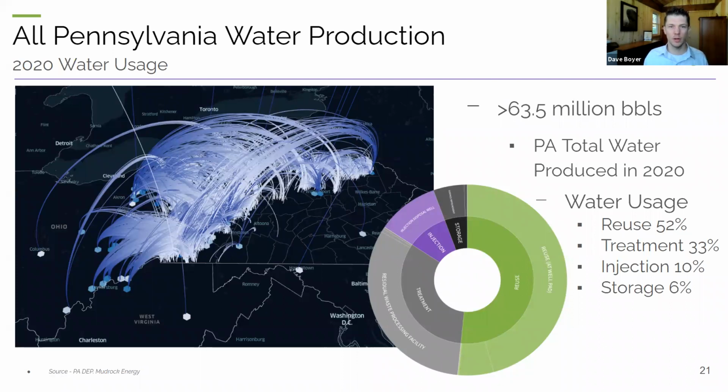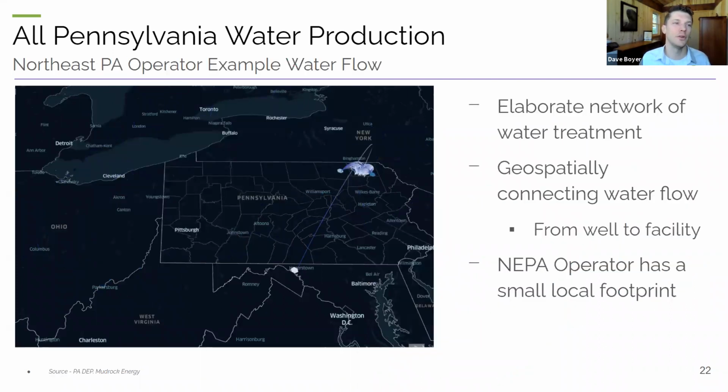And then you can really start calling out different things. And so for here, as an example, this is a northeast PA operator. And so you can see here, we've got this network of water treatment, and you can tie that geospatially with the water flow from well to the end facility. And you can look at this by different operators. So here, this is the northeast operator. It's got a really small geospatial footprint. We've got a local footprint of the wells and the disposal facilities.